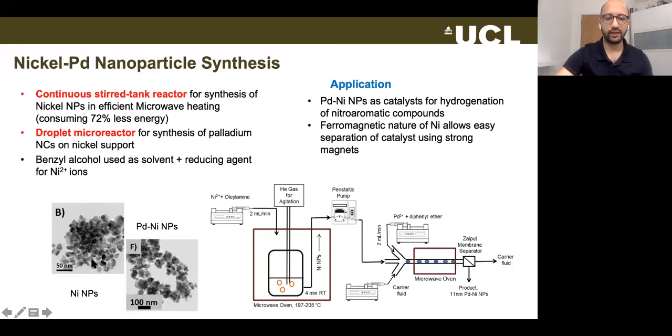So these are the nickel nanoparticles and these are the palladium-nickel nanoparticles, where the palladium forms on the nickel nanoparticles. So these are bimetallic nanoparticles. And these nanoparticles can be used as catalyst for hydrogenation of nitroaromatic compounds. Because of the ferromagnetic nature of the nickel, it allows easy separation of the catalyst after the reaction. So here we use this segmentation, which we learned in the last few slides. So you use this segmented flow to form particles in microreactors.